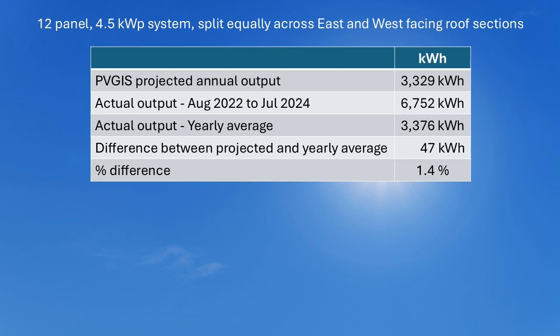Well, for the author's own installation, a 12-panel 4.5 kilowatt peak system split equally across east and west facing panels, the PVGIS projected annual output is 3,329 kilowatt hours. Over the 24 months from August 2022 to July 2024, the actual total output of the system was 6,752 kilowatt hours, giving a yearly average of 3,376 kilowatt hours. So, the difference between projected and actual across a complete year was just 47 kilowatt hours, or 1.4%. That's good enough for me.